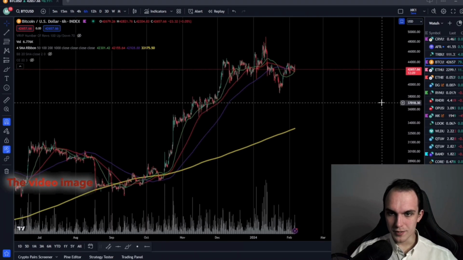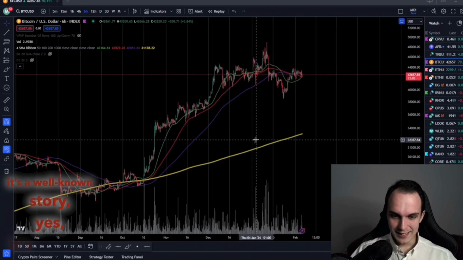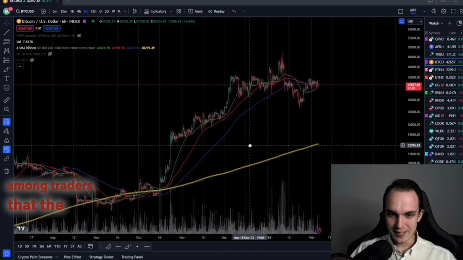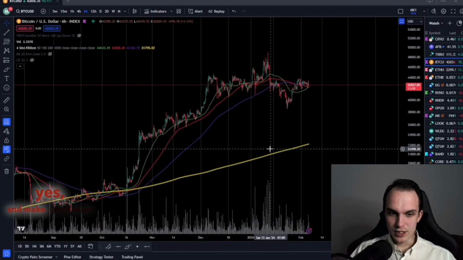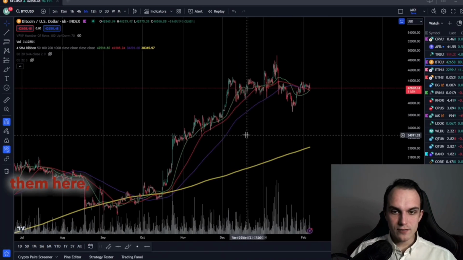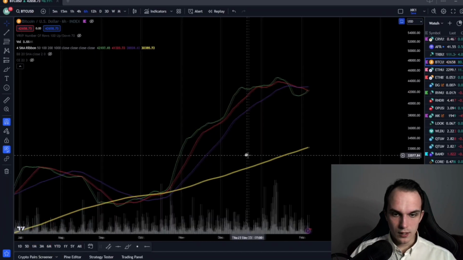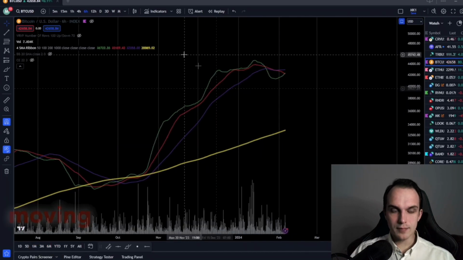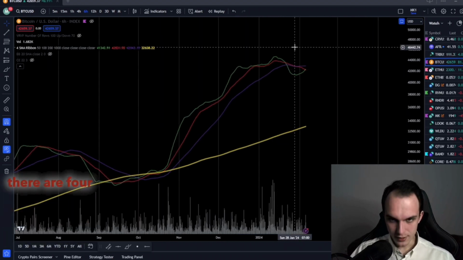The video image says, "Trade like a whale." It's a well-known story. Yes, it's a belief among traders that the big players actually buy from moving averages, and make conclusions based on them. I have included them here, if I show you like this. 4 moving averages, yes? The moving average band means there are many of them in one indicator. There are 4 for now.